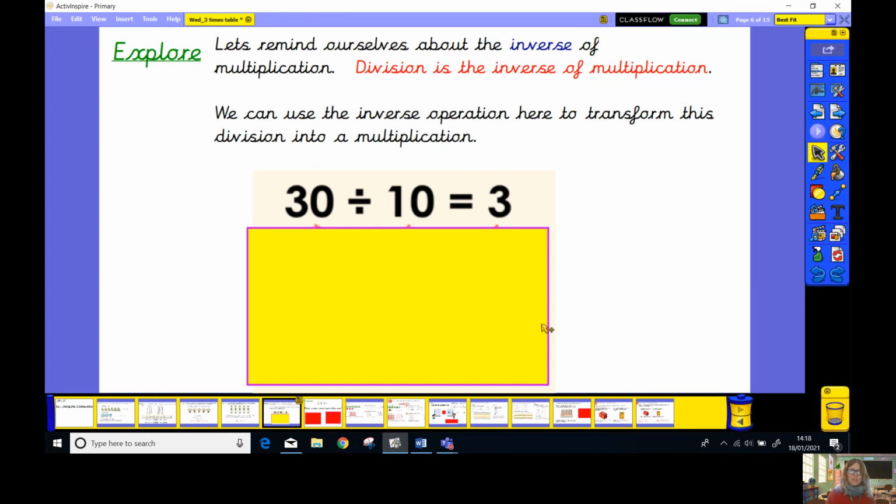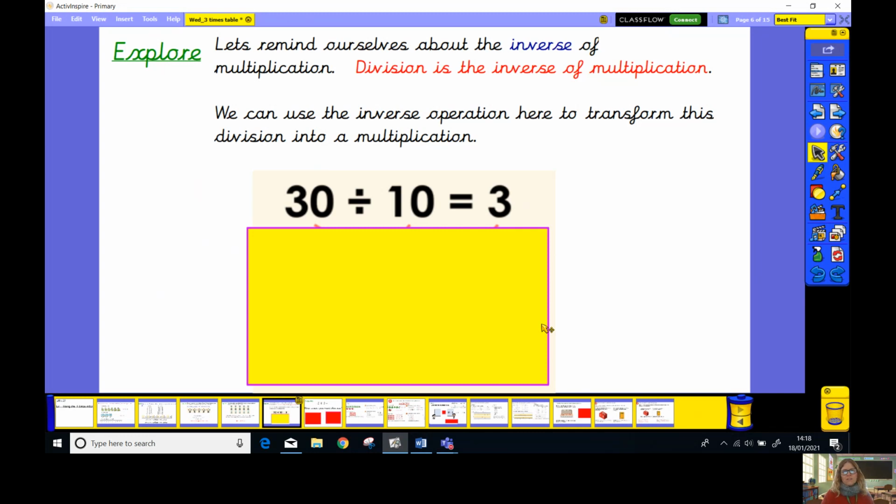Well done. I would use the inverse. Remember that division is the inverse of multiplication. So when I want to check my multiplication, I use division. And when I want to check my division, I use multiplication.